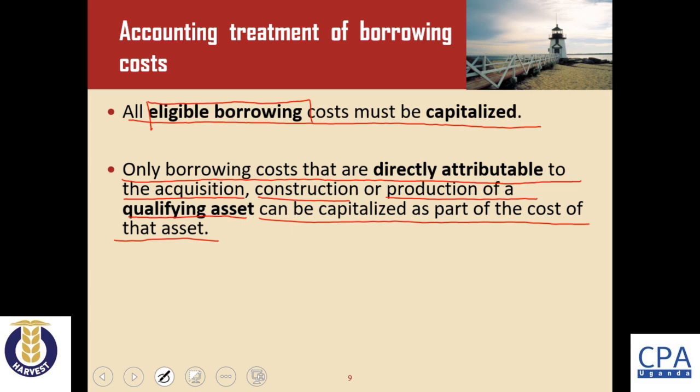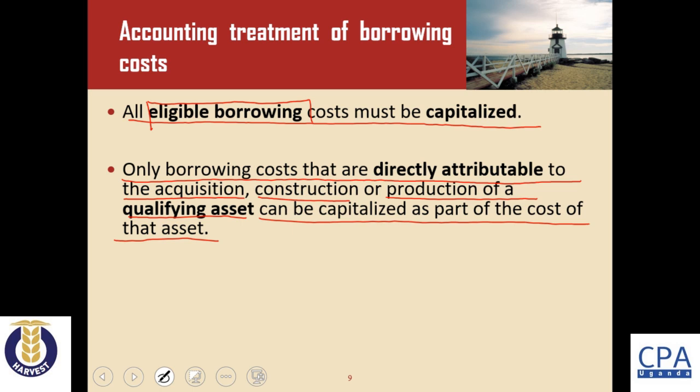In this bullet, the standard is listing some of those different ways in which an asset may be acquired. The entity may acquire an asset through acquisition, that is ideally purchase, construction, or production. In the case of inventories, it can go through the process of production. So all of those borrowing costs that are directly attributable to those 3 processes mentioned here are going to be eligible for capitalization.